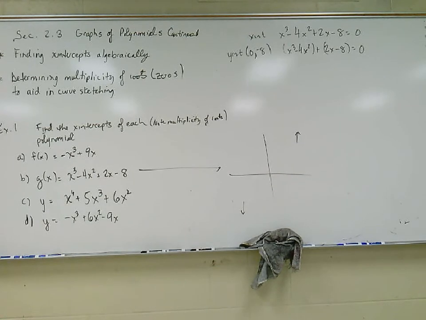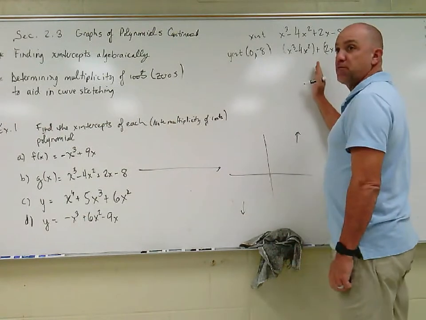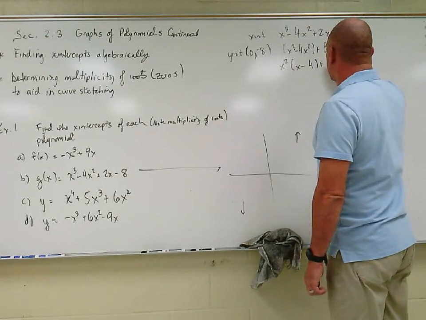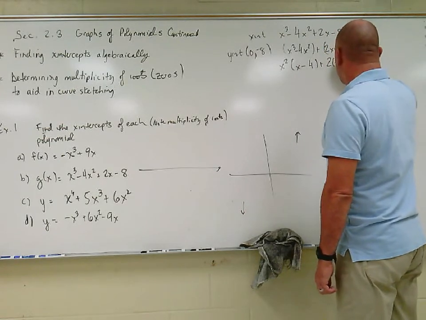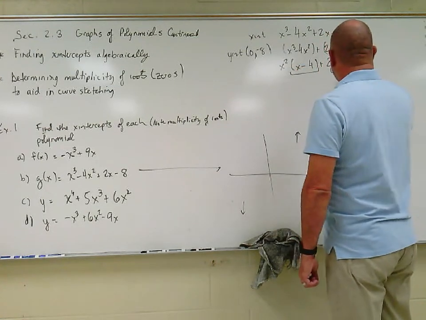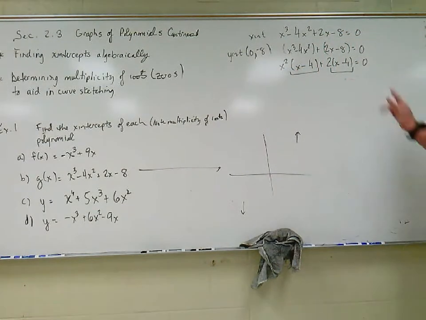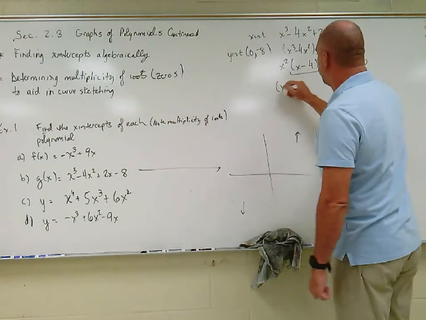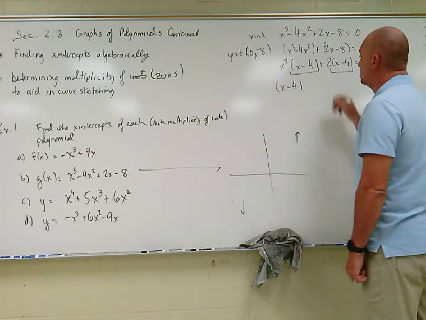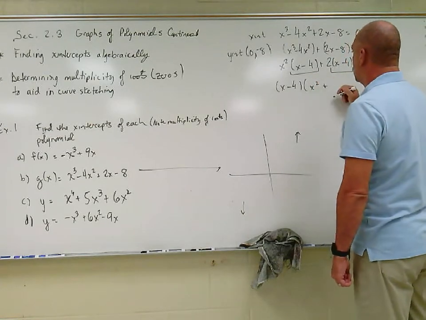Do it with 2x minus 4. So what comes out of the first group? What factors out? X squared. You're left with x minus 4. What factors out of the second group? 2. Left with x minus 4, which is good. Now, each group has an x minus 4 in common. I factor that out. And if I take out an x minus 4, I'm left with what on the first? I'm left with what on the second?